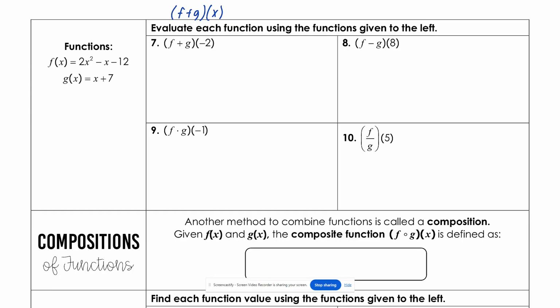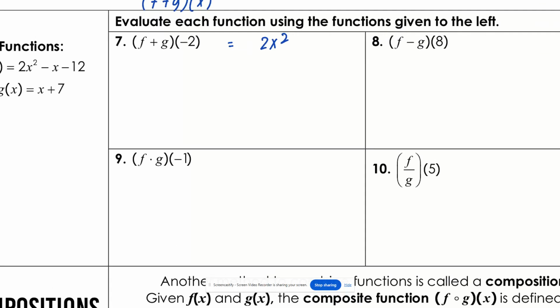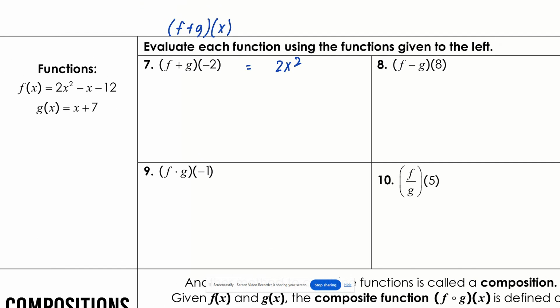So I'm going to take f of x, which is 2x squared. I'm going to zoom in a little bit. 2x squared minus x minus 12. And I'm going to add to that g of x. Remember, when we add, our signs stay the same. So that's going to be a positive x, and that's going to stay a positive 7. I'm going to combine these. So look, guys, this is going to be f plus g of x.